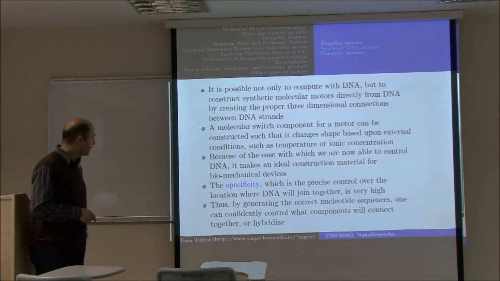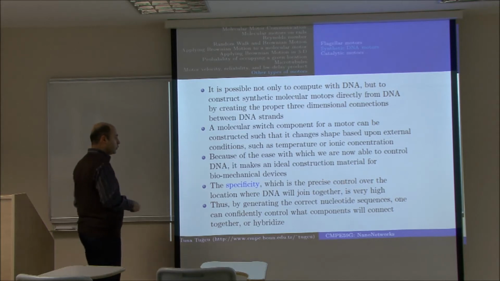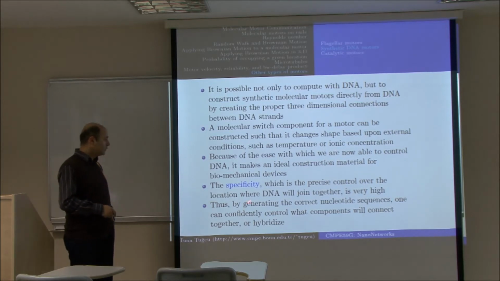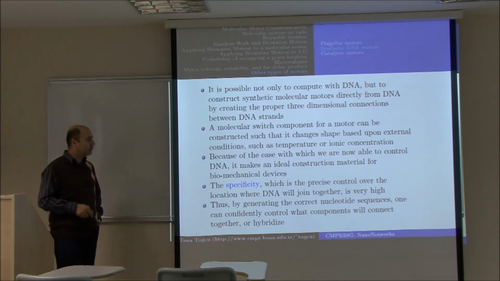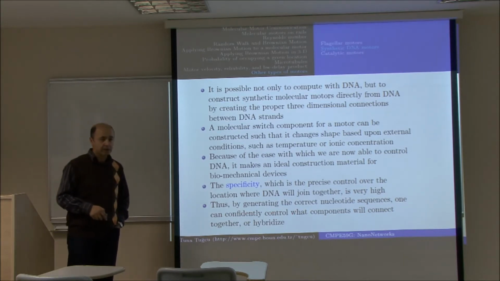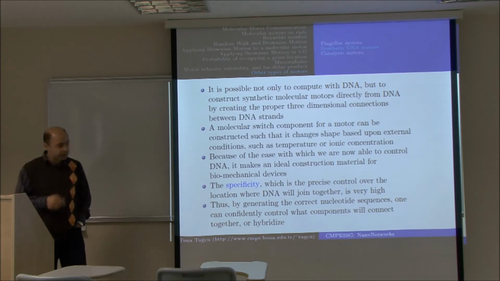The specificity, which is the precise control over the location where DNA will join together, is very high. So by generating the correct nucleotide sequences, it's possible to confidently control what components will connect together or which components will hybridize together. This is already done by the biology world.